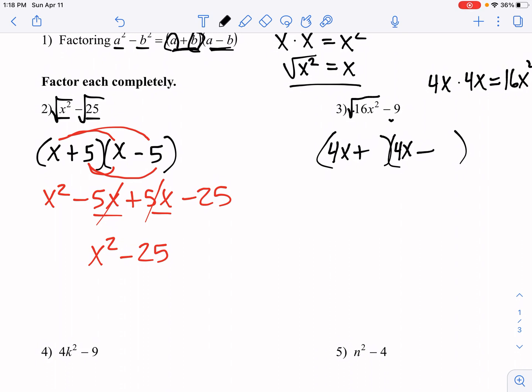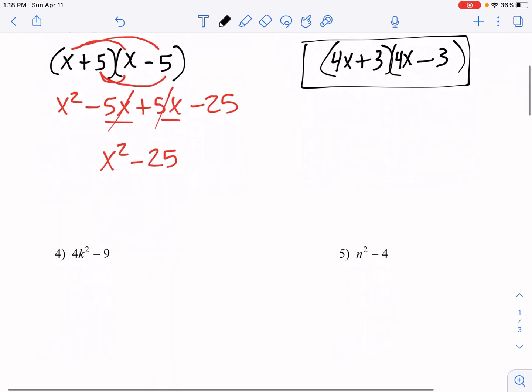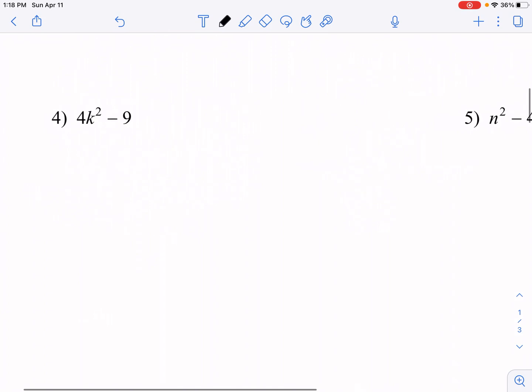Then the second term that we're taking the square root of is 9. What's the square root of 9? 3, because 3 times 3 is 9. So this would be our two binomials being multiplied, our factors, and that would be our answer, okay?